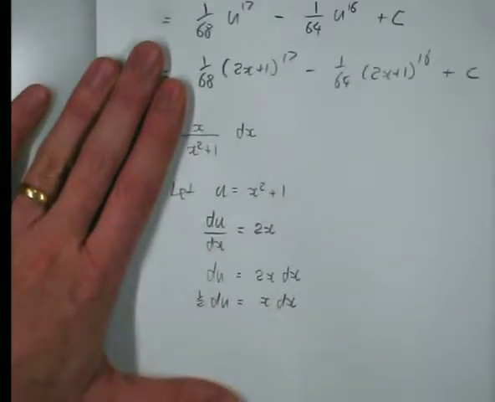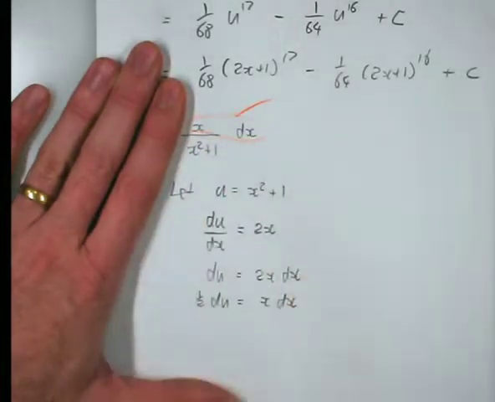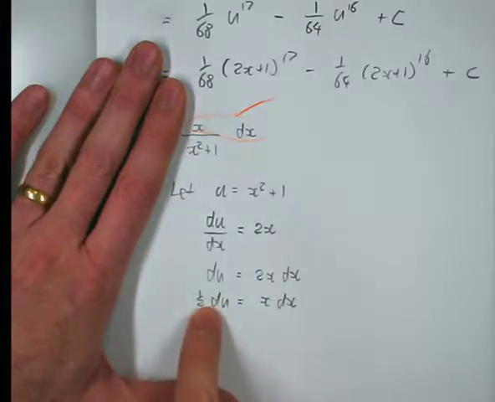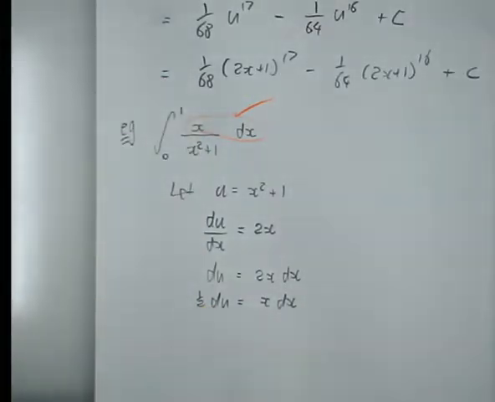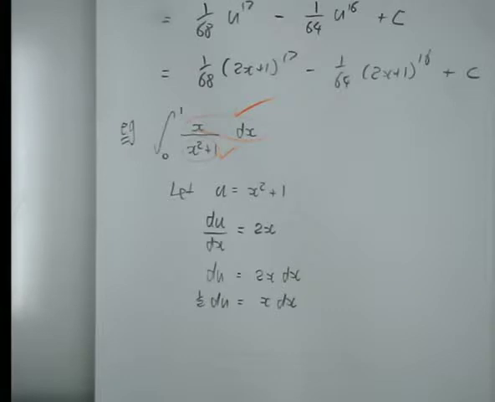Okay, so that means that this bit here, I've dealt with that. The x dx is equal to a half of du. So I'm always looking to try and combine as much stuff with the dx as I can so that it just disappears when I replace it with the du. I've dealt with this, that's u. So the only thing left is to deal with the 0 and the 1.